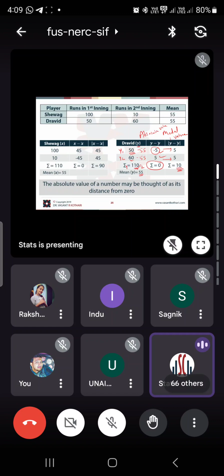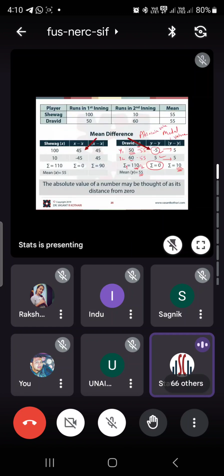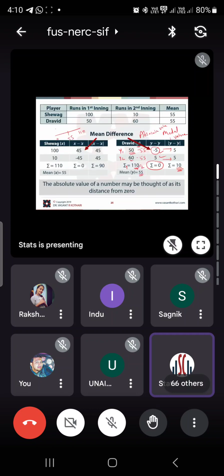Right? So this is what the mean difference is. We are trying to find out the mean difference, and that mean difference is nothing but how much you are away from the mean, how much you are away from the center. In this case, this is 55, 110, and this is 10. So this distance is minus 45 and plus 45. In case of Dravid, it is 55, 60, and 55. So this distance is minus 5 and plus 5.